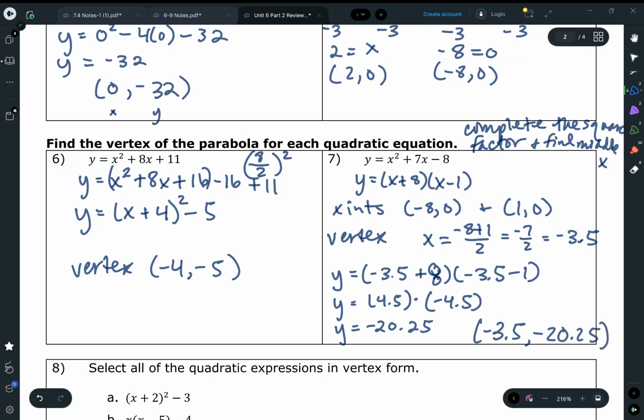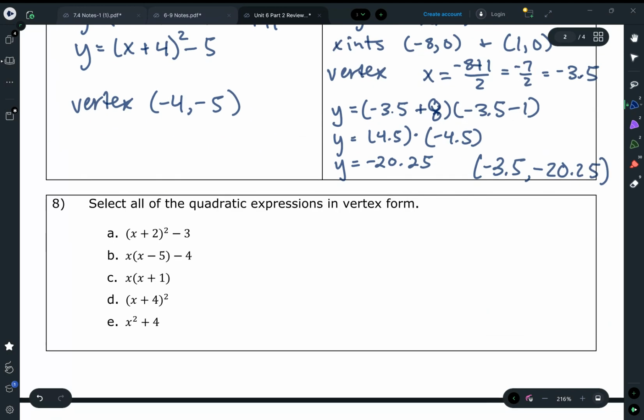Last problem on this page is asking us to select all of the quadratic expressions in vertex form. I think the first one we can tell right away is vertex form. My vertex is actually negative 2, negative 3.